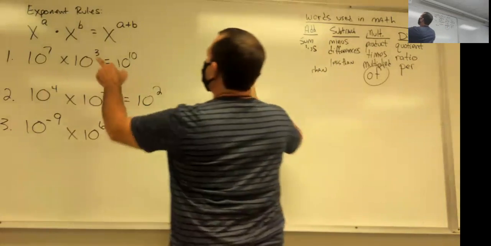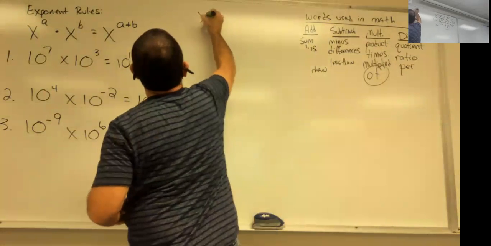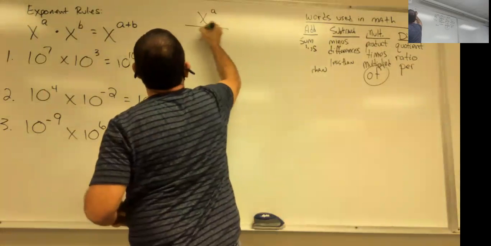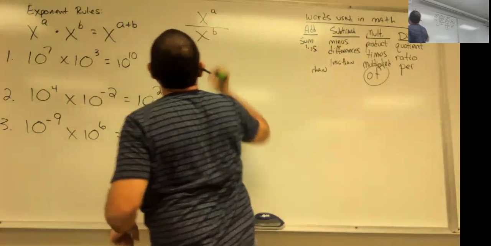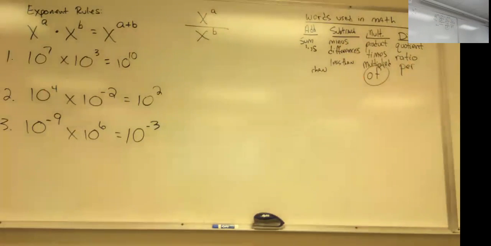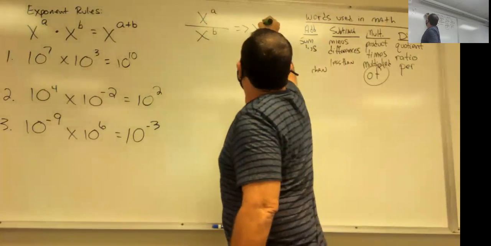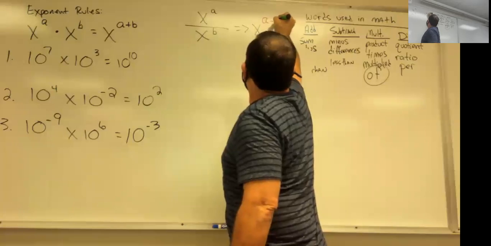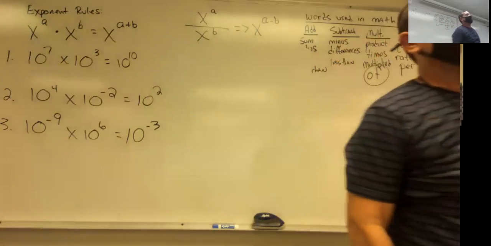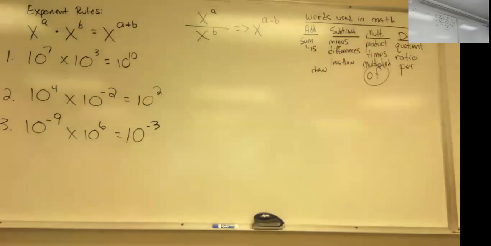All right, so my second rule, what would I do if I had a fraction with an x to the a over an x to the b? I would take the x and do what? a minus b. So take that top exponent and subtract the bottom exponent. Make sure the bases are the same though, okay? You can only do that when those numbers match up on the bottom.